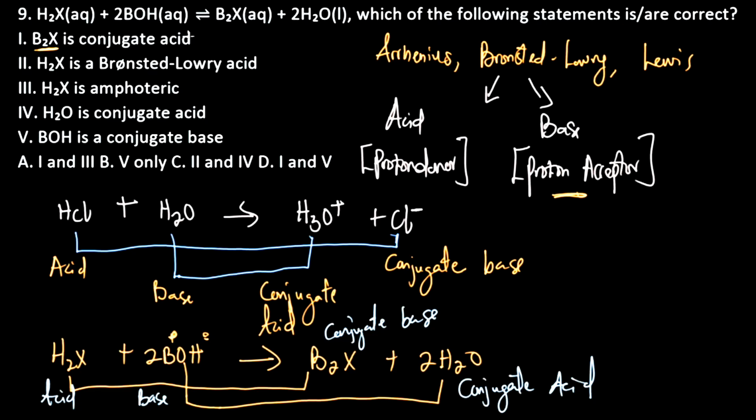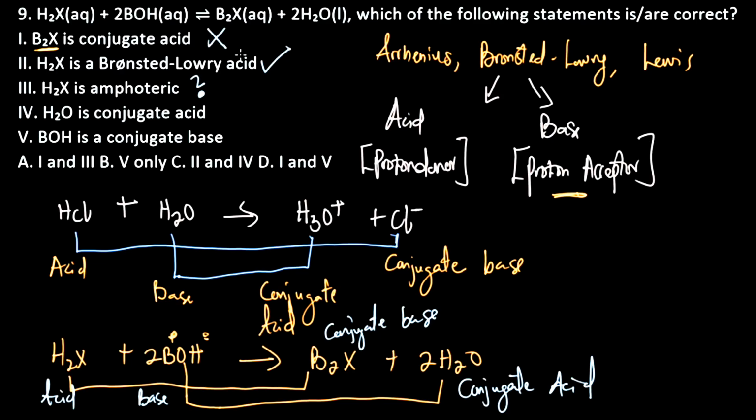So now the option says B2X is a conjugate acid. Is that true? It is a conjugate base. So this is wrong. H2X is a Bronsted-Lowry acid. So yeah, this is right. H2X is amphoteric. For it to be amphoteric, it has to react with both base and acid. So let's say we are not sure yet. Let's put a question mark there.